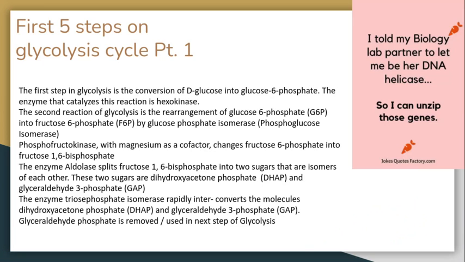Phosphor... something, that big word right there, I don't know this. With magnesium, it changes fructose 6-phosphate into fructose 1,6-bisphosphate. And then a bunch of other amazing transformations that do a lot of chemical reactions.